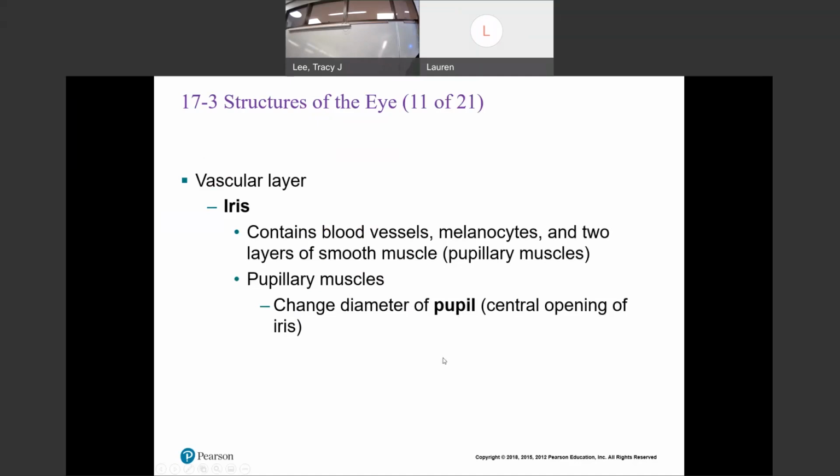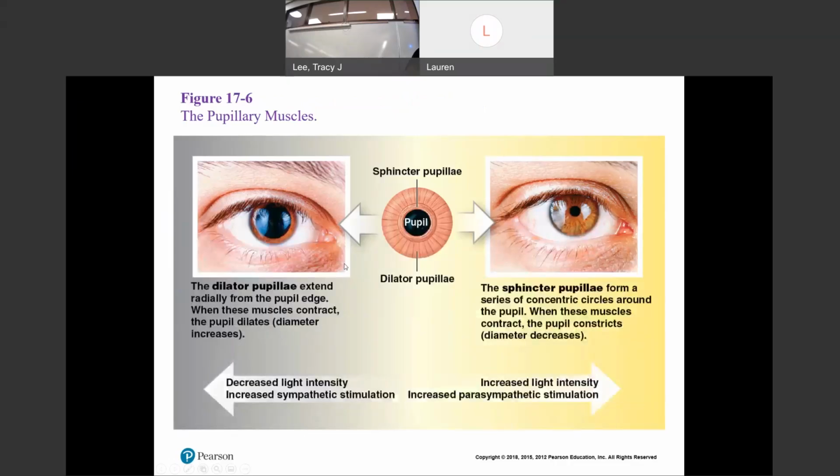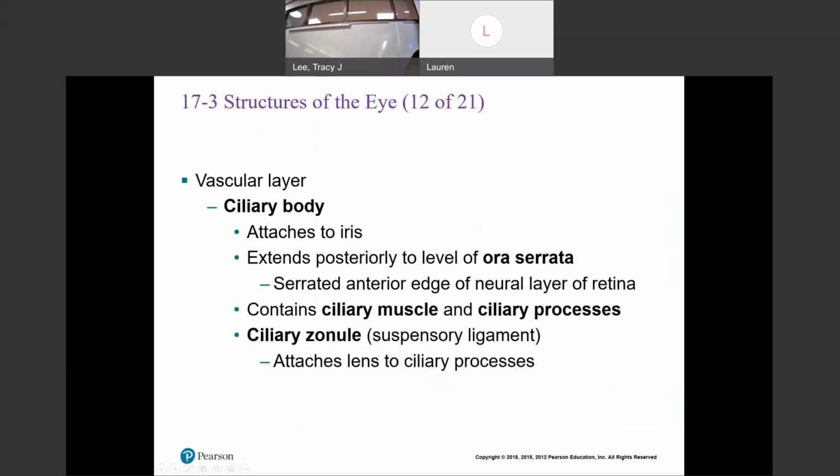Your pupil is that central opening of the iris. And we talked about in lab, the iris is the colored portion of our eye. So if I look at you and say, oh, you have blue eyes, brown eyes, green eyes, that's your iris I'm looking at. This shows your pupil. You don't have to know these individual muscles. They're just all part of the pupillary muscles. We have one that dilates and one that constricts our pupil, and it's all based on the amount of light coming into the back of the eye.